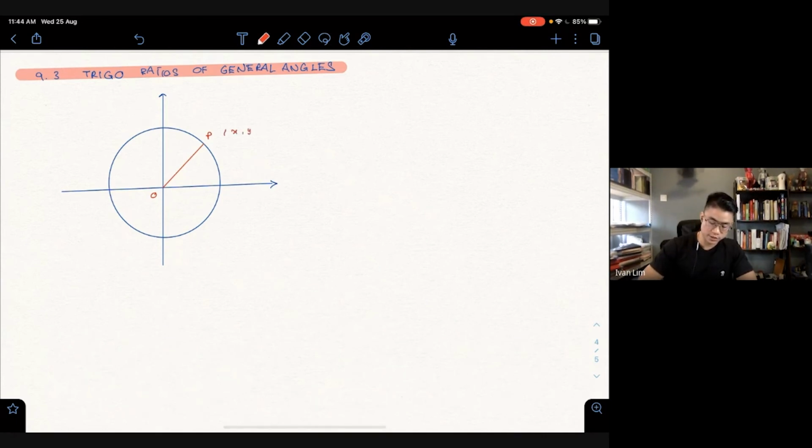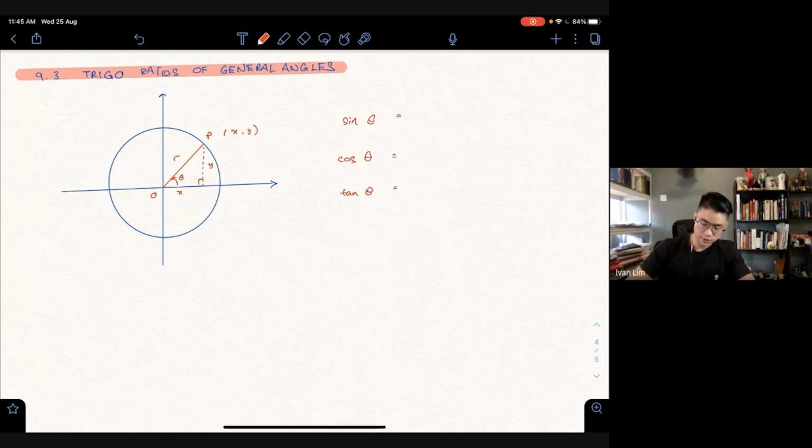If P is (x, y) according to my coordinates, that means here is x and here is y, and then it's 90 degrees. This is my theta, and this will be called r. So if we define it as x, y and your hypotenuse, which is your SOHCAHTOA, we can write sine, cos, tangent theta. You derive it out according to x, y, and r.